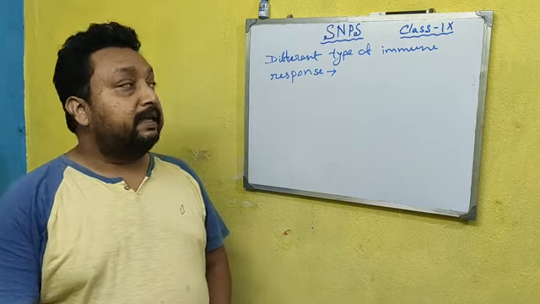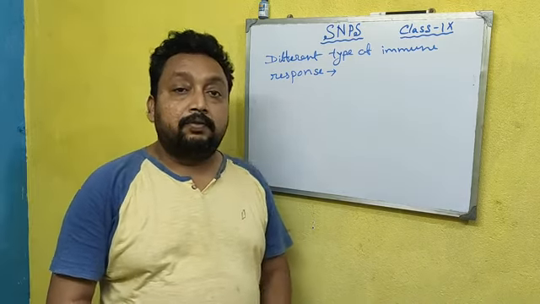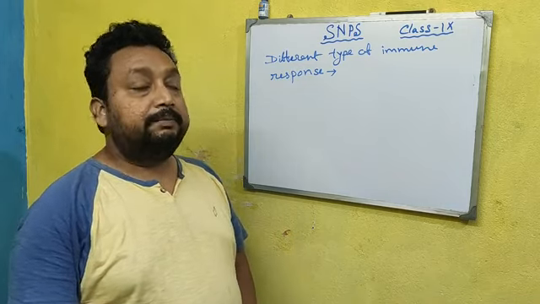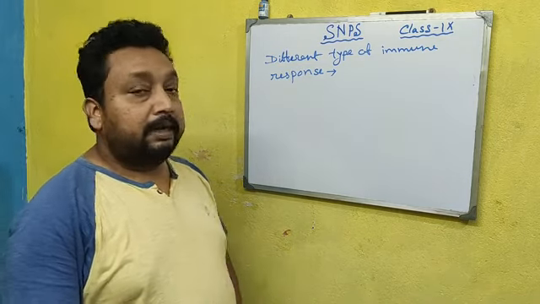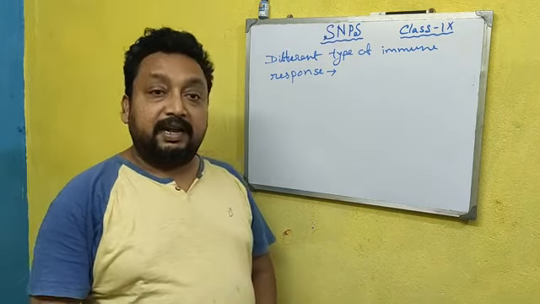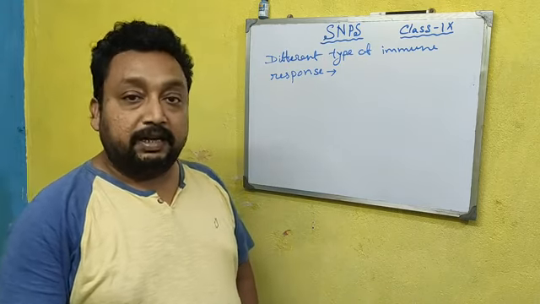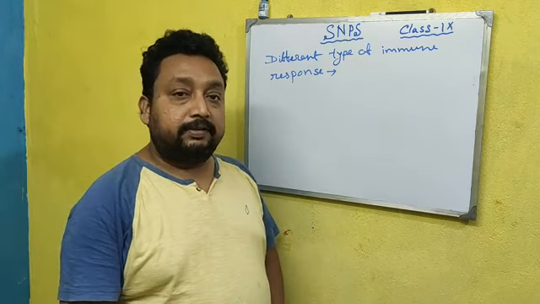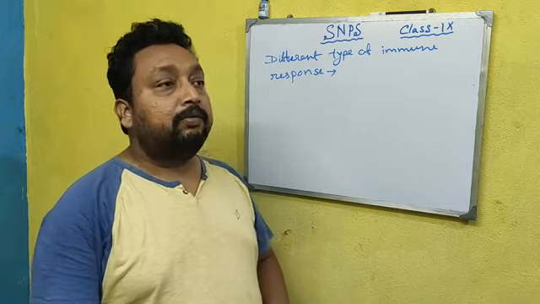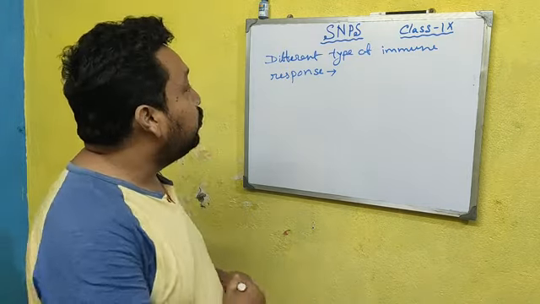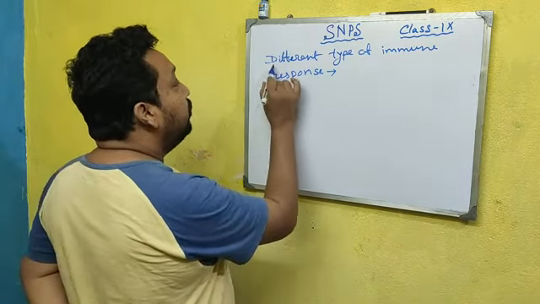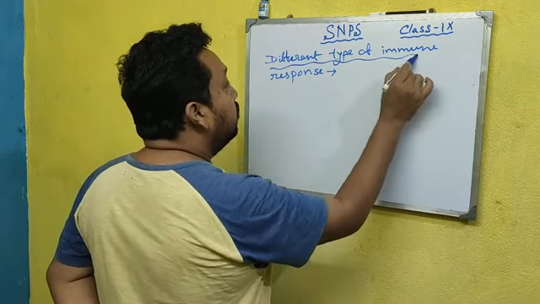Hi students, this is the fourth class for grade 9. In previous classes, we have discussed the antigen, antibody, different types of antigen, different types of antibody. Now today we will discuss different types of immune response.